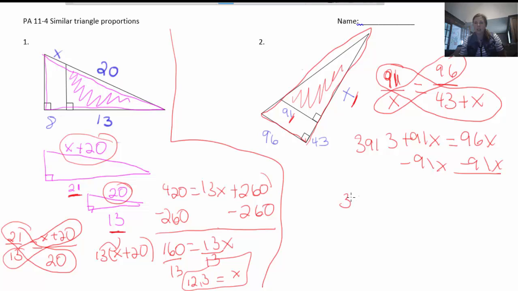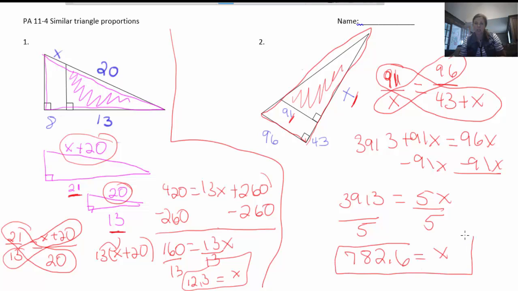So 3,913 equals 5x, because 96 minus 91, divide by 5. So don't let those two x's stress you out. So 3,913 divided by 5 equals, and none of these triangles are drawn to scale, by the way, so just go with it. 782.6. Okay, so that's a pretty big little triangle there.